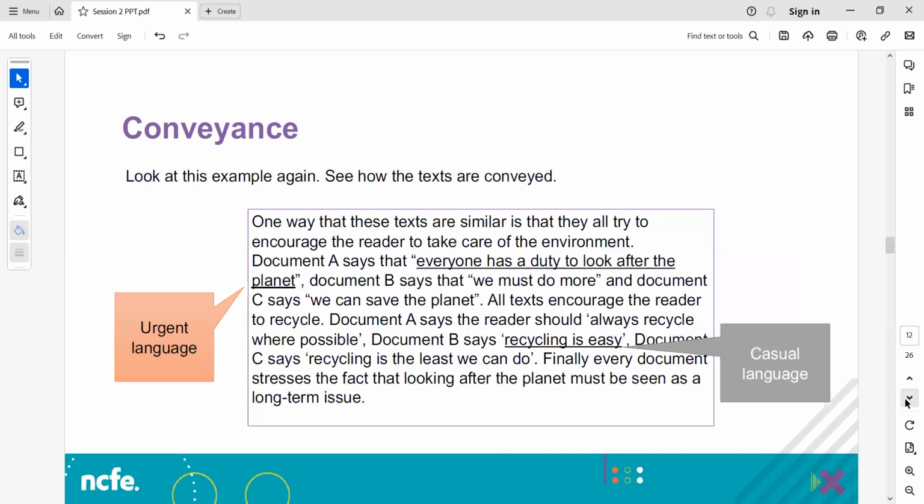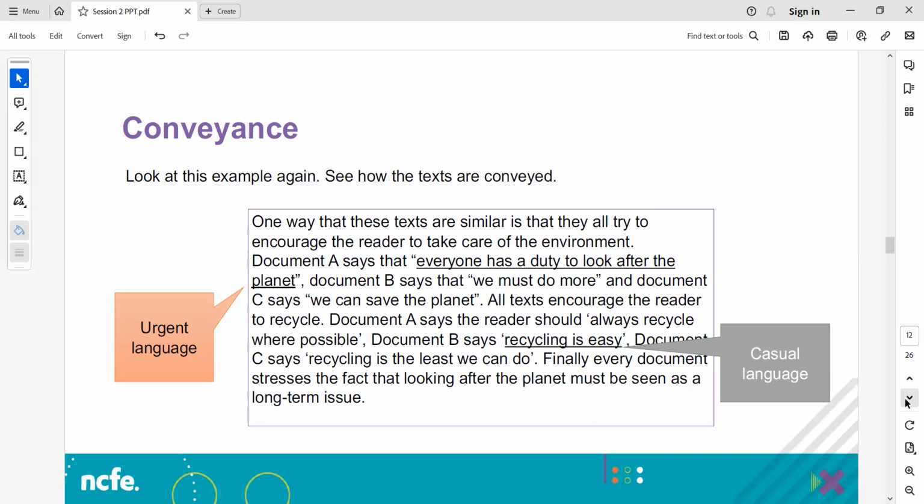Okay, so we've got another example here of an answer. See how the texts are conveyed. So one way these texts are similar. Straight away, we're launching into comparing, contrasting, or whatever you've been asked to do. So you're referring straight away to the question and showing that you understand what the examiner wants to see. One way these texts are similar is that they all try to encourage the reader to take care of the environment.